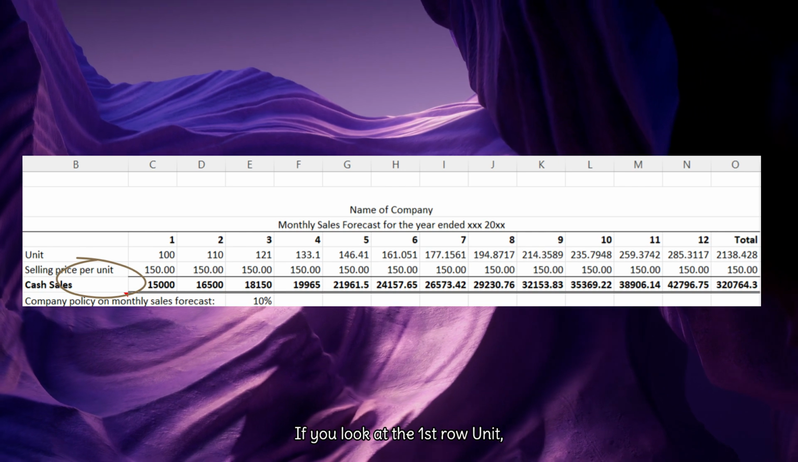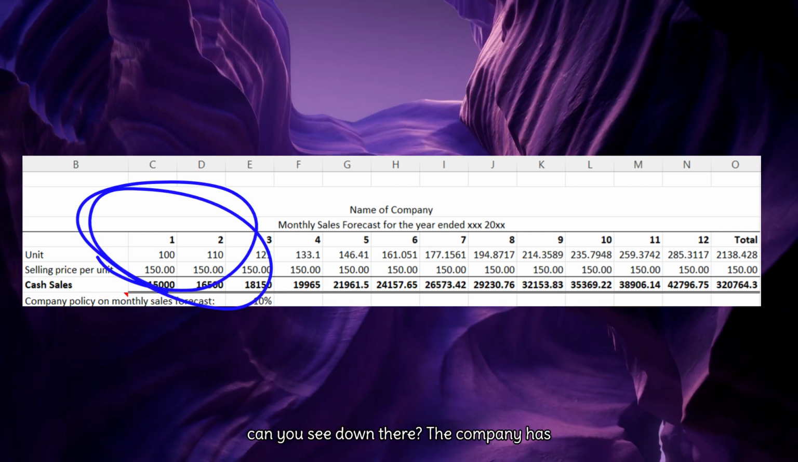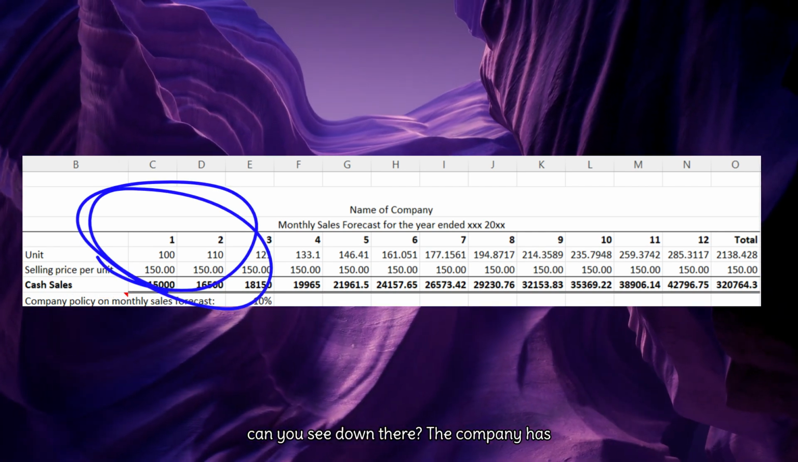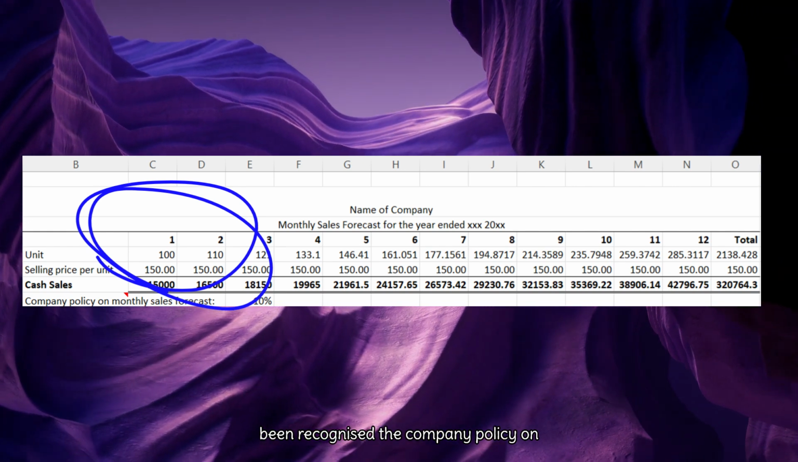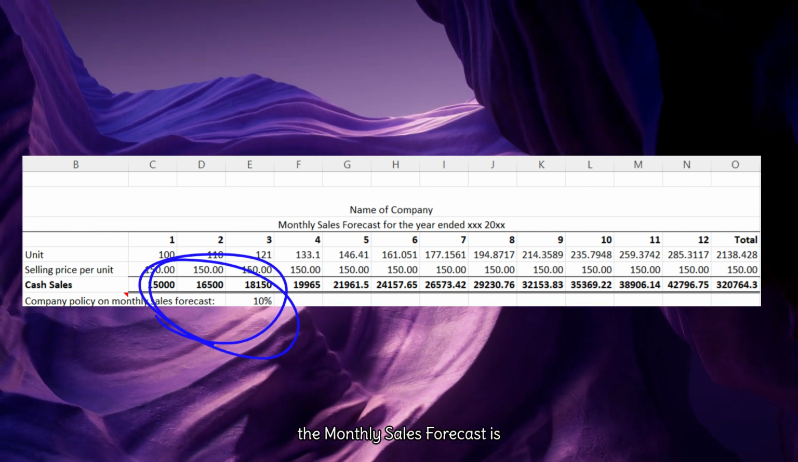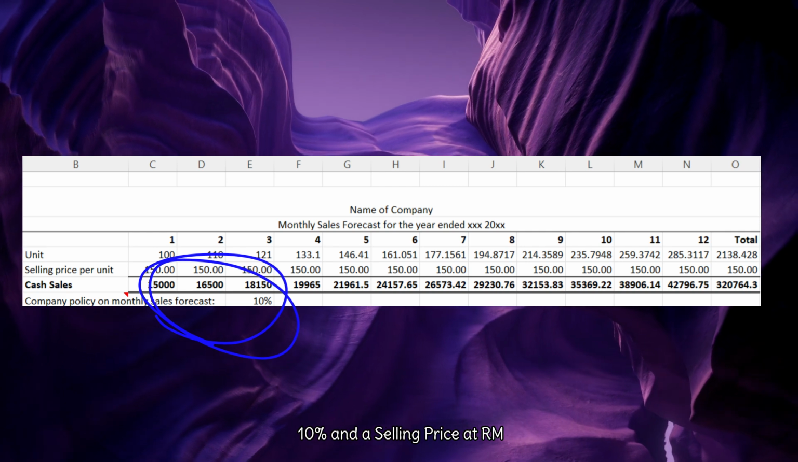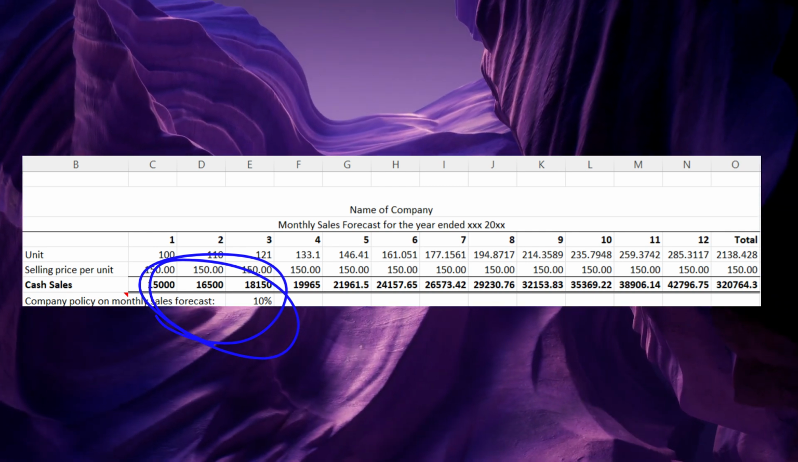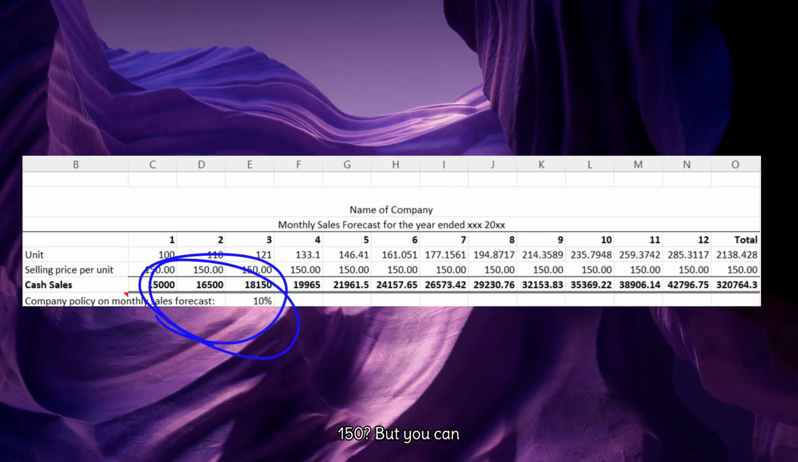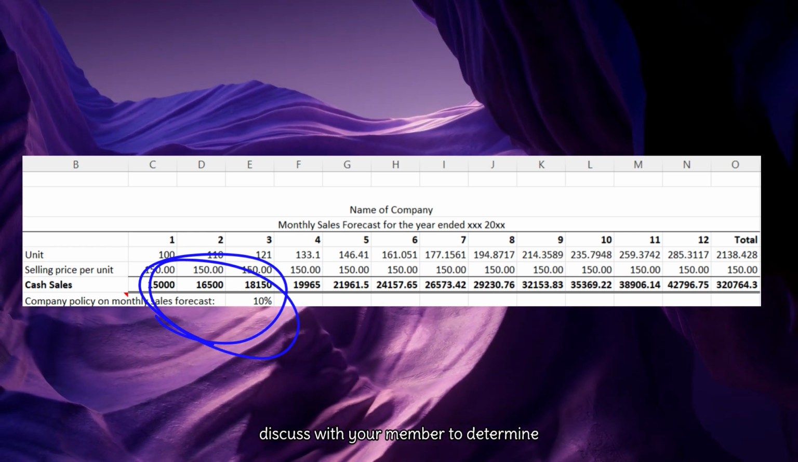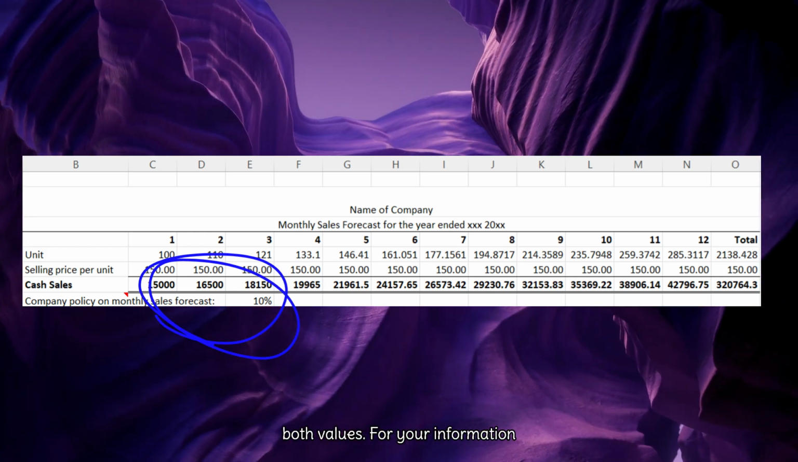If you look at the first row, unit, can you see down there the company has been recognized? The company policy on the monthly sales forecast is 10% and a selling price at RM 150, but you can discuss with your member to determine both values.